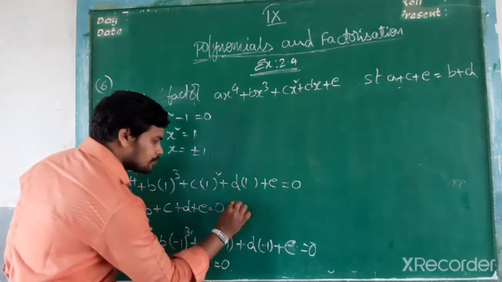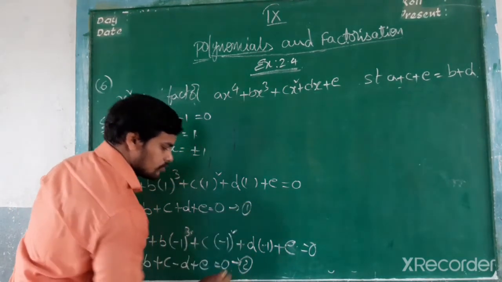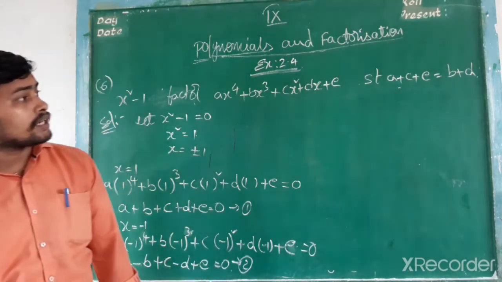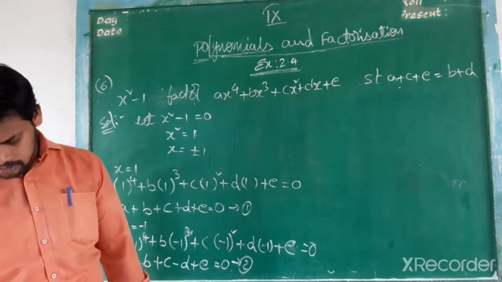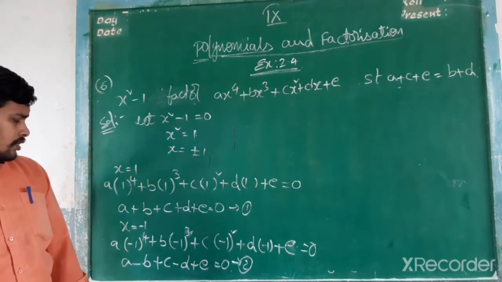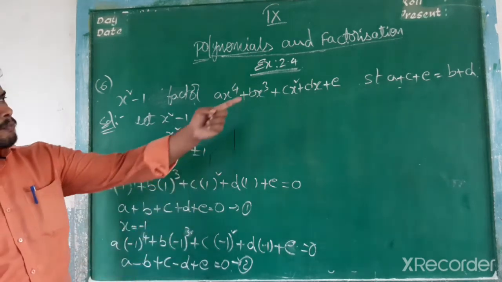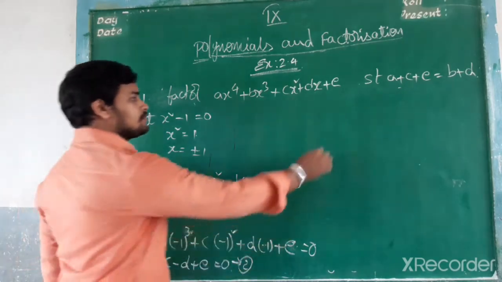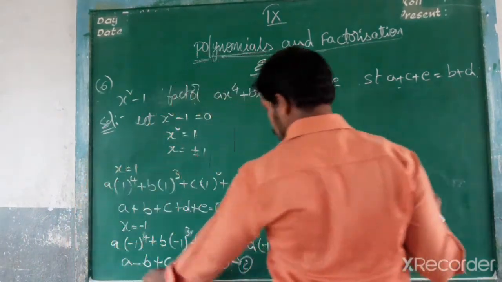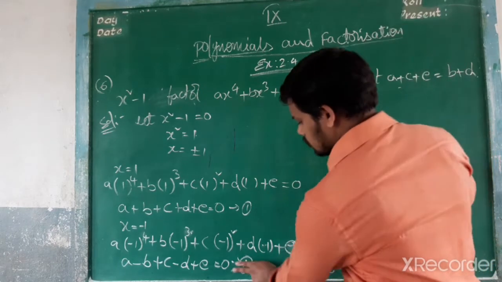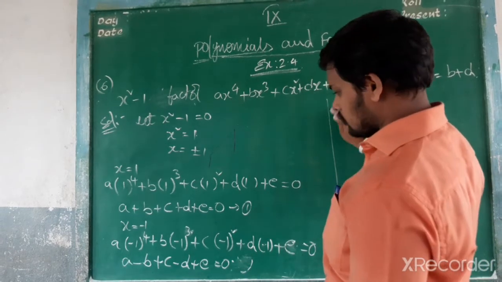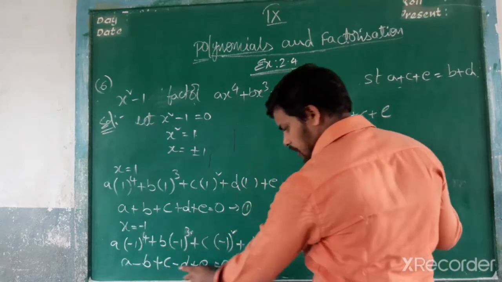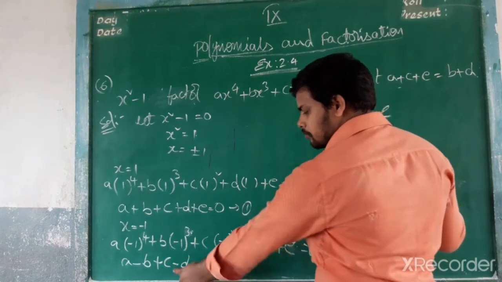So now you have to show that a plus c plus e equal to b plus d. So simply you have to take a plus c plus e. Move on to minus b, which turns into plus b, and minus d turns into plus d.